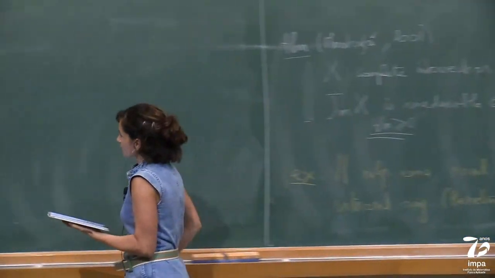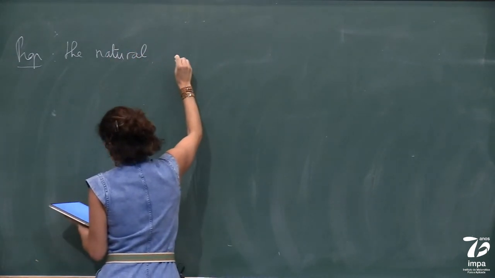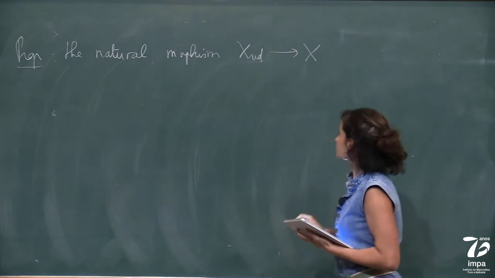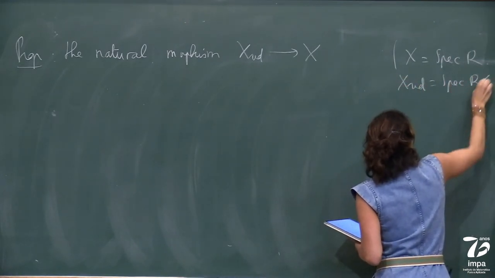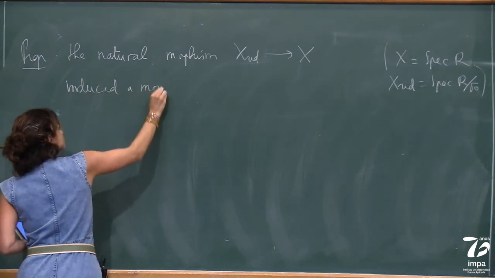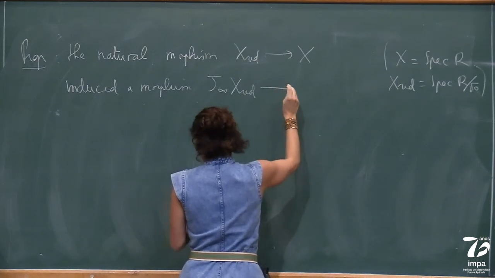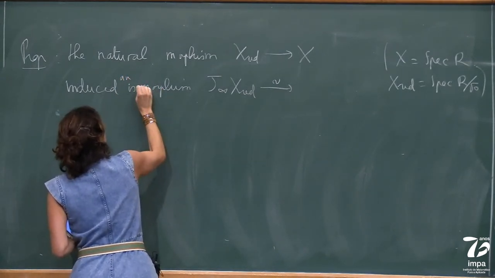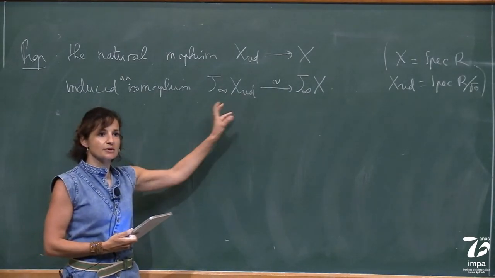However, we have the following result: the natural morphism from the reduced scheme associated to X, so if X is affine, what I call the reduced scheme is just the spectrum of the corresponding reduced algebra, induces an isomorphism on arc spaces as topological spaces. I mean by that the C-points are the same. As schemes they are different, but the C-points are the same.